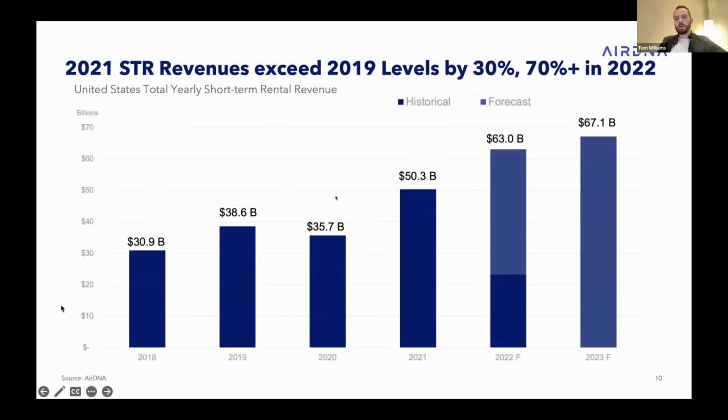And you can see how that's impacted revenue. So this is going back to 2018 in terms of total revenue generated in the US in the short-term rental market. So you can see in 2018, just under $31 billion was generated, and that's more than doubled looking at what we're forecasting for the end of this year. And if we look at 2023, again, you can see potentially less growth, but we're still looking at $67 billion in revenue for that year.